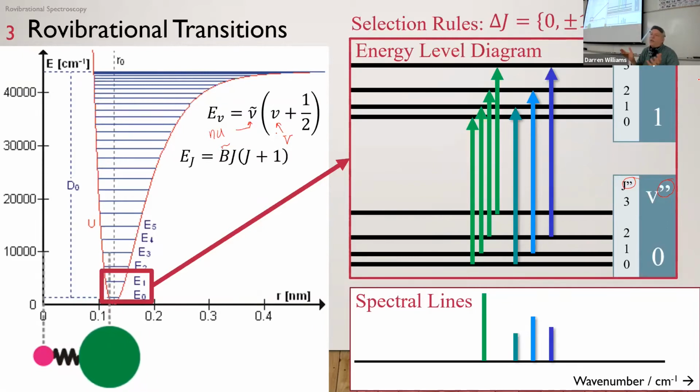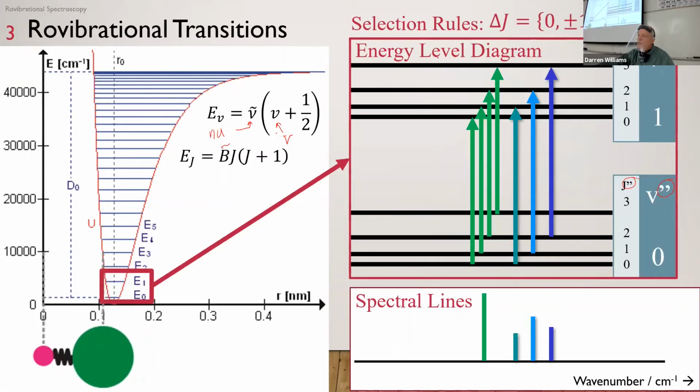It would not be a longer jump if it wasn't a quadratic dependence upon J, but because the J energy levels are not equally spaced, if I'm going from 1 to 2, that's a longer arrow than if I was going from 0 to 1. And so that's what's causing these spectral lines to get higher and higher in frequency. So these are the transitions shown in the energy level diagram, and these are the spectral lines that we see.